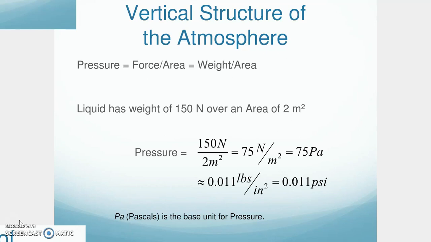Just an illustration of this calculation of pressure. So if we take our liquid of 15 kilograms, which we saw has a weight of 150 newtons, 33 pounds, and let's say that that weight is distributed over an area of 2 square meters, then the pressure would be weight over area, 150 divided by 2, or 75 pascals. Now the pascal is a base unit for pressure, and the unit that we will be using most often is based on this unit of pascal.